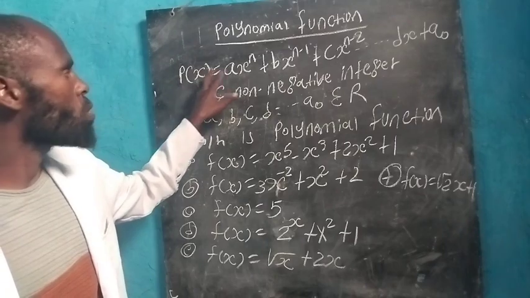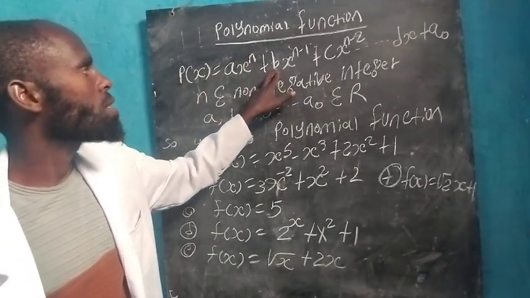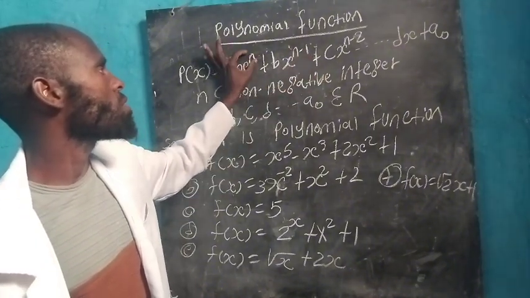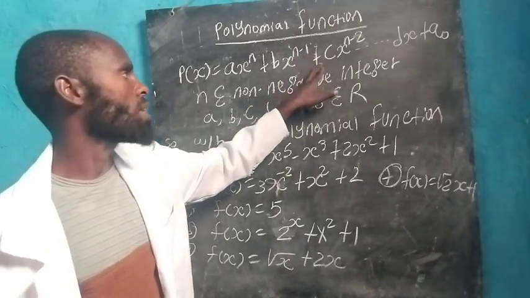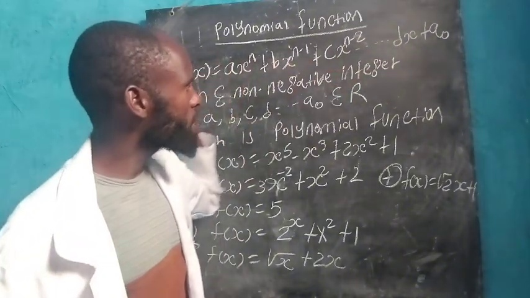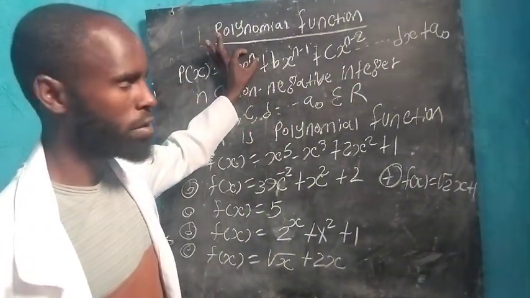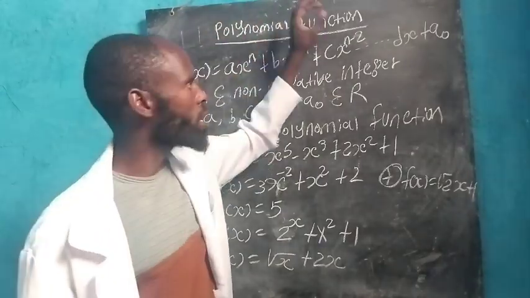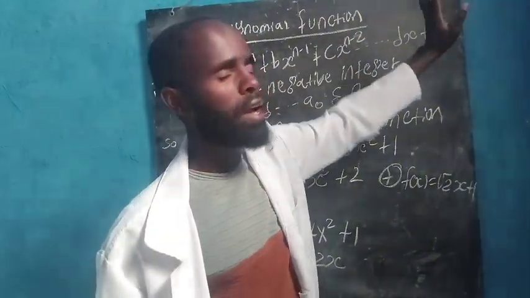which is equal to a x to the power of n plus or minus b x to the power of n minus 1, which means the degree n is greater than the degree n minus 1, plus or minus c x to the power of n minus 2. In the arrangement of a polynomial function, the greatest degree is n, the second greatest degree is n minus 1, the next is n minus 2, down to a constant number a initial.